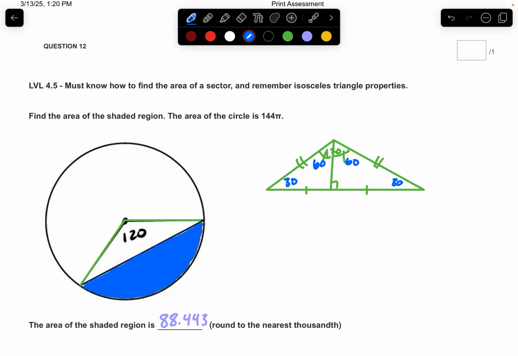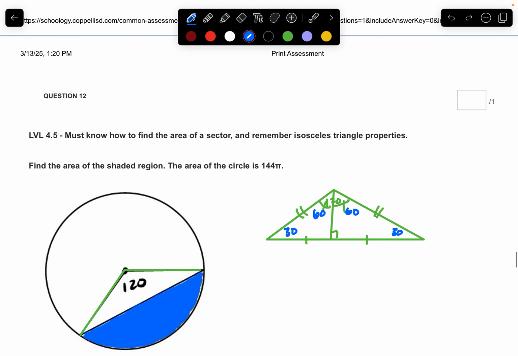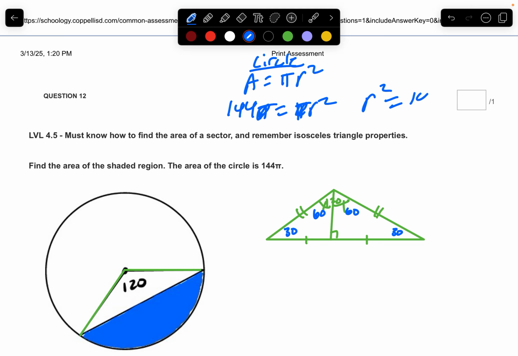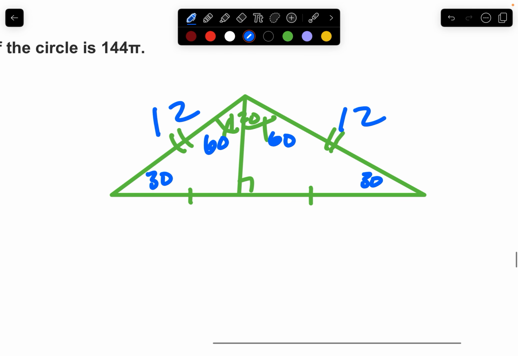So if they said find the area of the shaded region, the area of the circle is 144 pi. So let's back up. The area equals pi r squared for a circle. So 144 pi equals pi r squared. So the pi's cancel out. R squared equals 144. R is going to be 12. Well, that is 12 everywhere we see R. Focus on our 30, 60, 90 rules. If that's 12, this would be 6, and this would be 6 root 3.